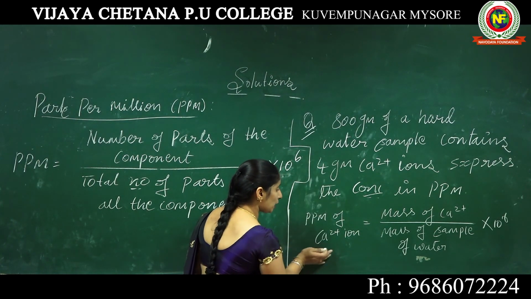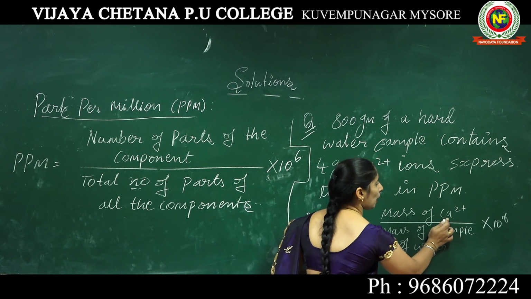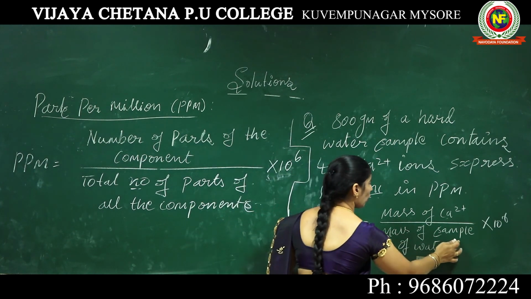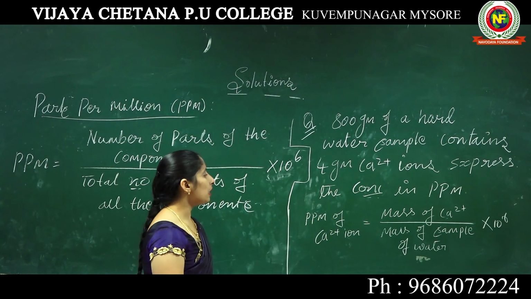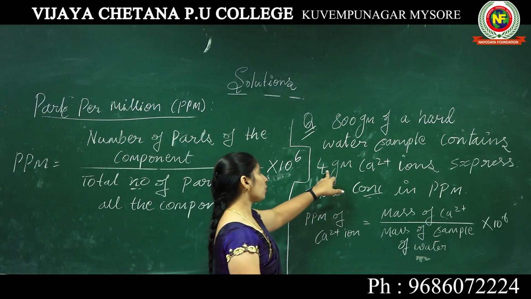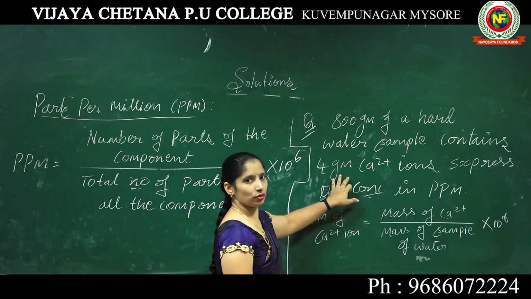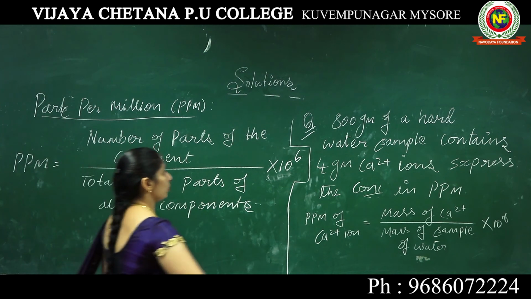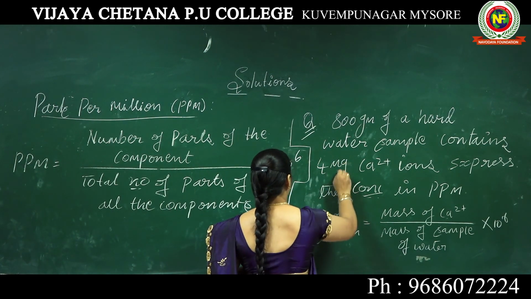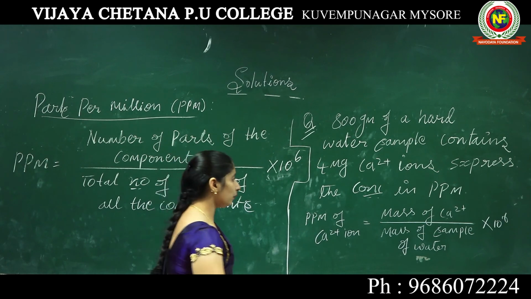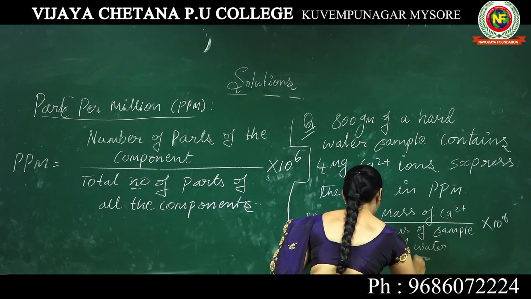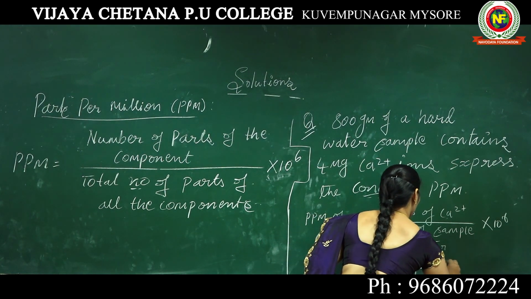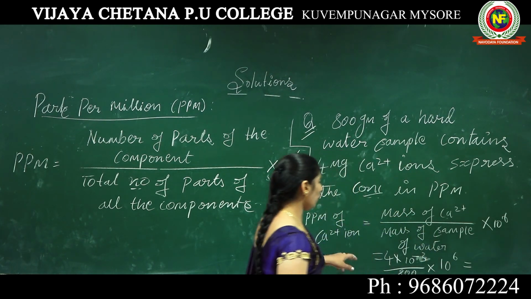Now the parts per million of Ca2+ ion is equal to the mass of Ca2+, that is 4, by the mass of the sample of water. They are given in milligrams, so now we have to convert this into grams, into 800, 10 to the power of 6.